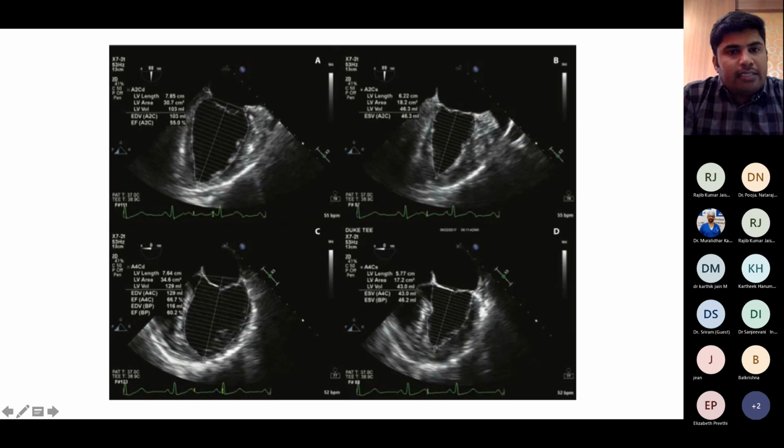The LV cavity starts at the mitral annular plane, and Simpson's technique divides the LV cavity into 20 equal height discs. The apical disc is a conical one, and the rest are cylindrical discs. The volume of each disc is calculated mathematically, and the total volume is summated. So we can measure the end diastolic volume and the end systolic volume.